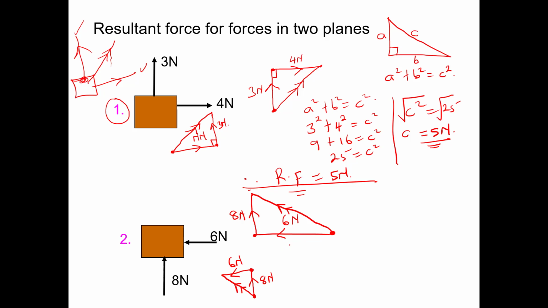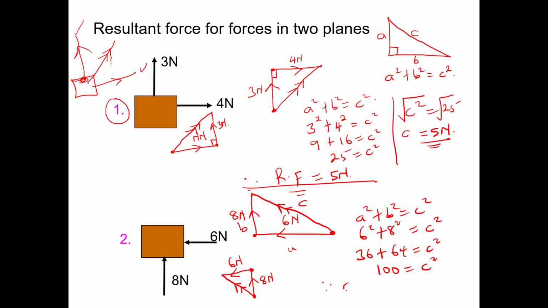So from our Pythagoras theorem, A, B, C, we shall say that A squared plus B squared is equal to C squared. Our A is 6 squared, B is 8 squared, and then we have our C squared. So 6 squared you get 36, 8 squared you get 64, this is equal to C squared. So 36 plus 64 you get 100, this is equal to C squared.